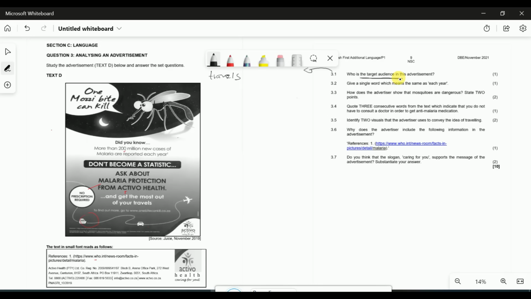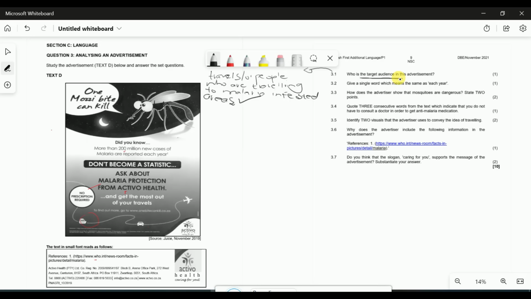So we are going to say travelers or people, and then we'll continue to say who are traveling to malaria infested areas. Now here we are specific. We don't just say travelers, that is too big. Narrow it down to suit the context of the advert, then ultimately this will be correct. And then the second one: give a single word which means the same as year.